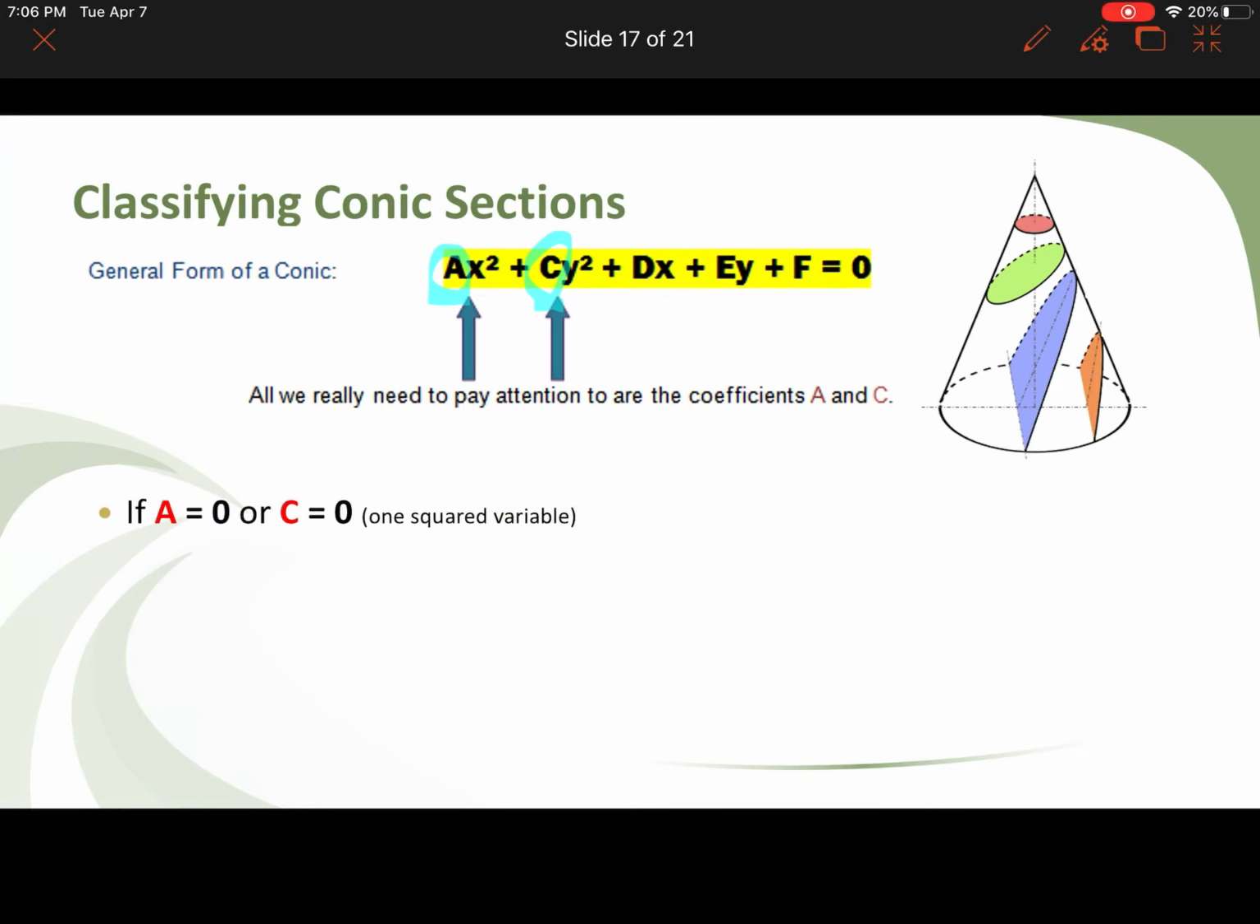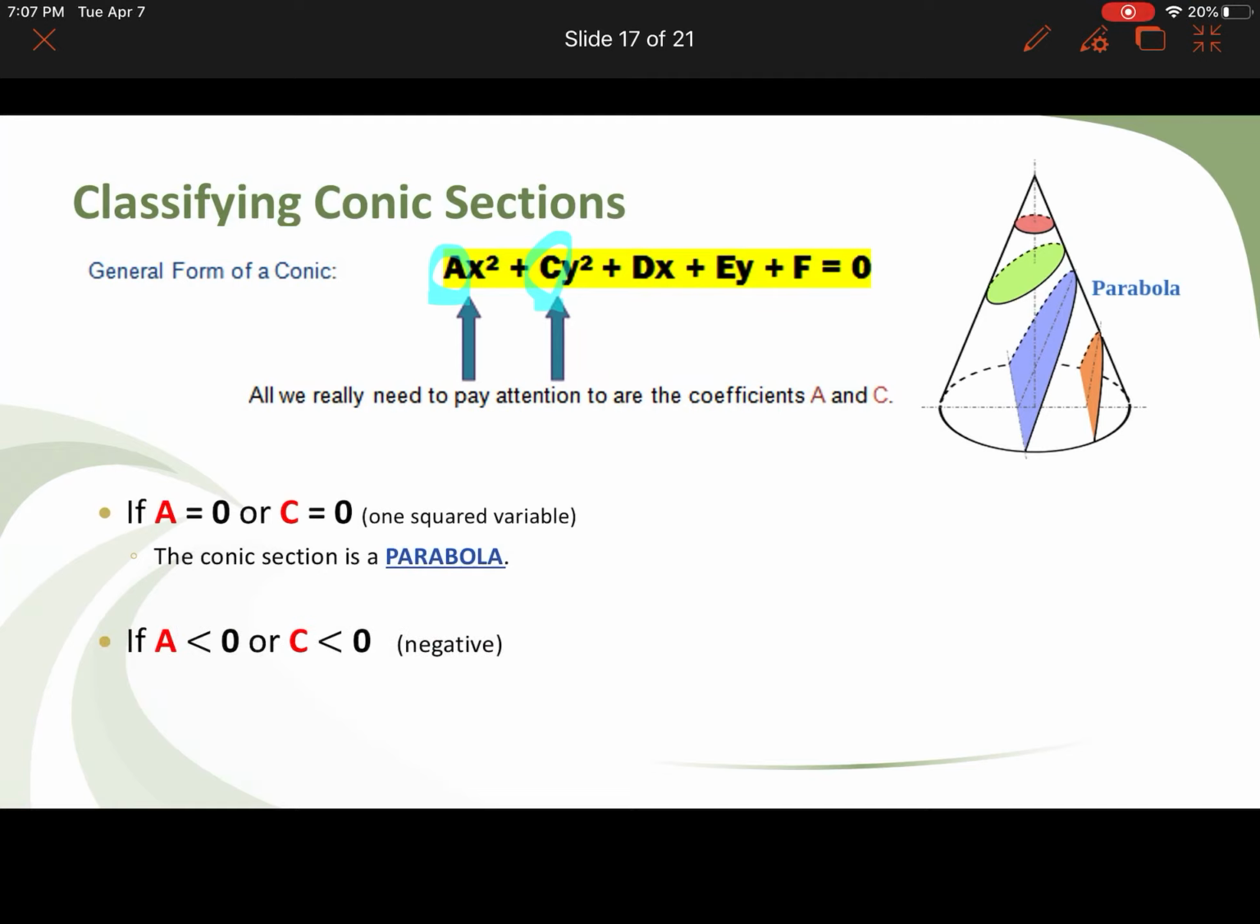if A is 0 or C is 0, what would that mean would happen to the equation? If A is 0, then the first one would be gone, and I would just have a y squared. I wouldn't have an x squared. And if C is 0, I would just have an x squared, and I wouldn't have a y squared. And so that's the one we just did. That would be a parabola. So that means that there's only one variable that's squared and the rest are not squared.